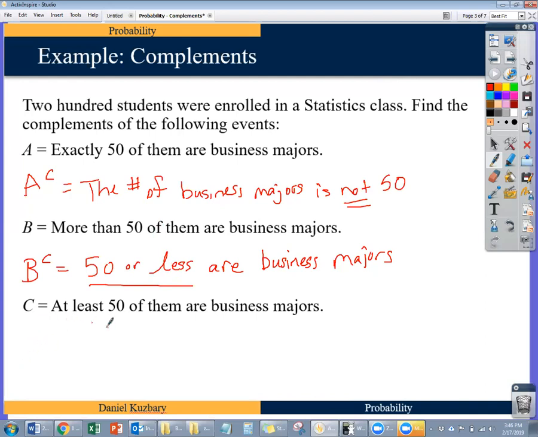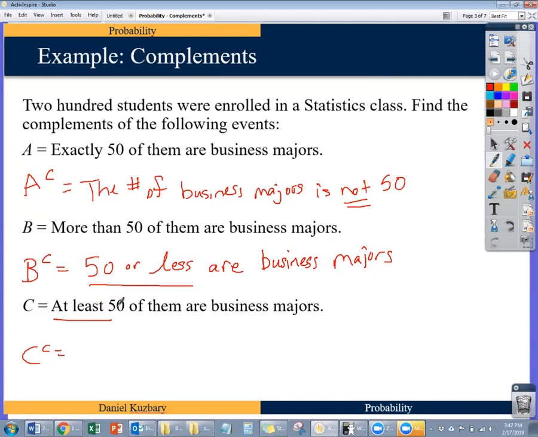Let's look at C. C is the event that at least 50 of them are business majors. So C complement has got to be the event that this doesn't happen. At least 50 means that there could be 50 or there could be more than 50. Whereas this one started at 51, 52, and so on, this one's going to start at 50 and then go up to 51, 52, and so on. Do you see the difference between saying more than 50 or at least 50? This doesn't include 50, this does. So since this includes 50, my complement cannot include 50.